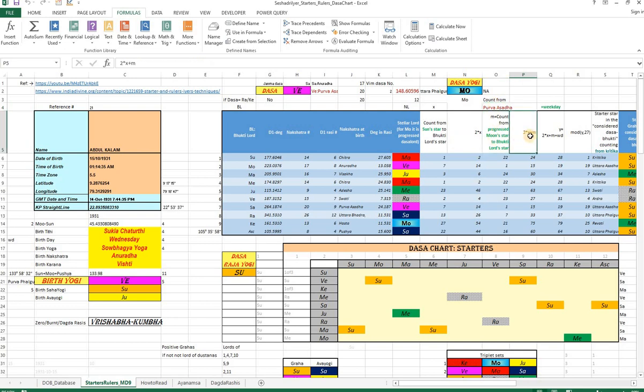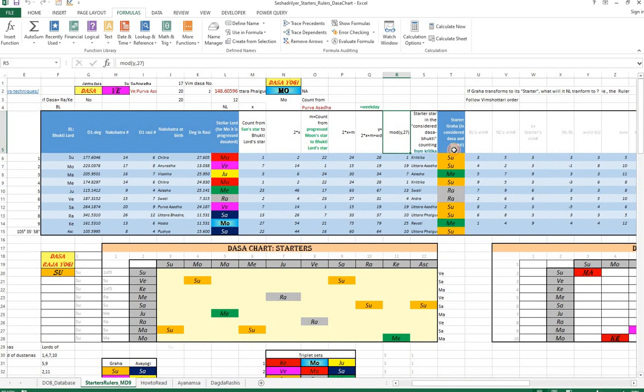Then twice of this, 2x plus Yam, which is this is Yam. You calculate that plus the weekday. So the weekday gets into the calculation this way. That gives a number, and you find the mod with respect to 27, and then you arrive at a nakshatra, and that would give essentially a starter.